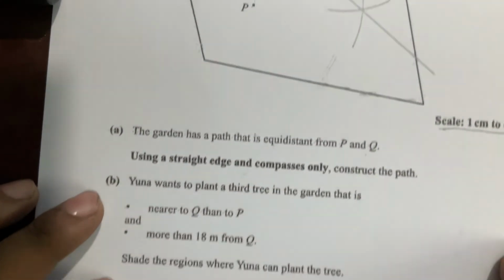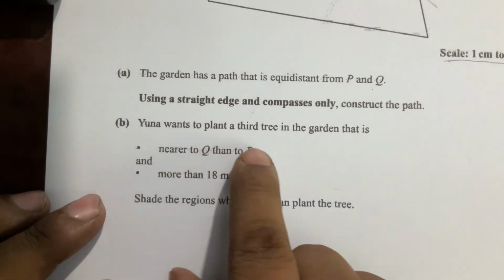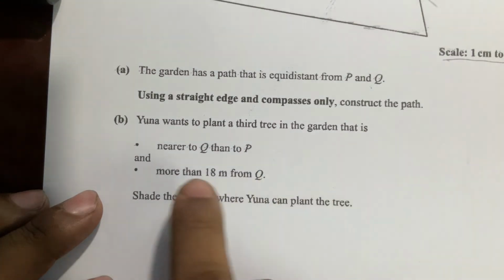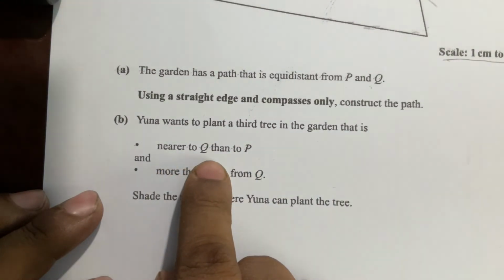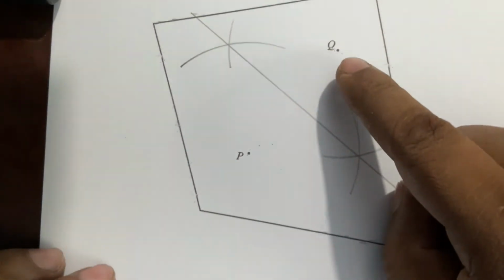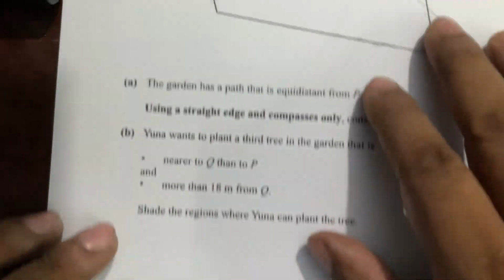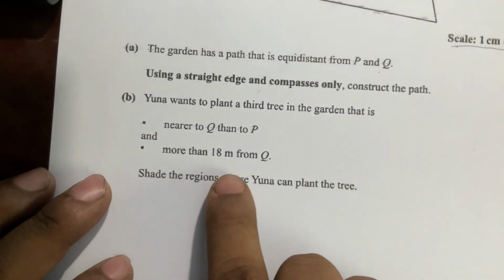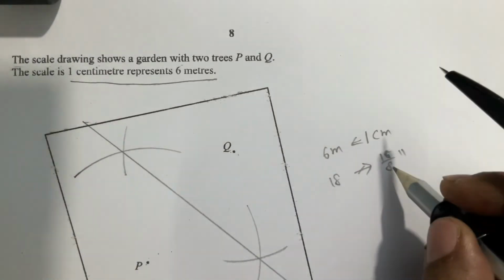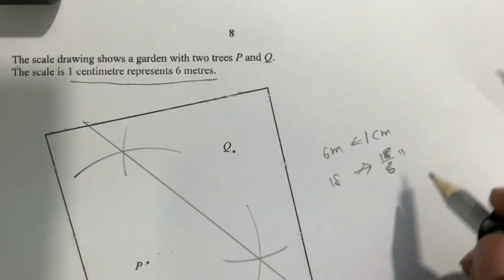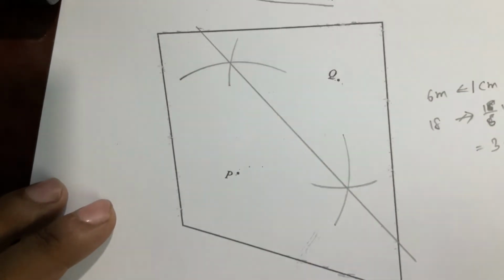So now the next question is, wants to plant a third tree in the garden that is nearer to Q than to P and more than 18 meters from Q. 3 centimeters. Now let me measure 3 centimeters.